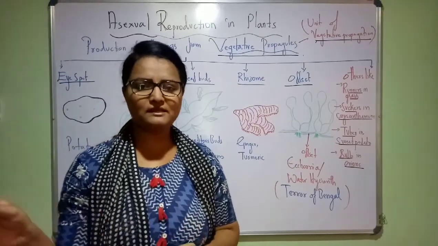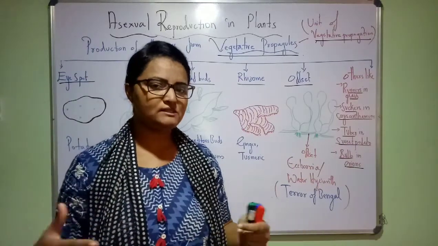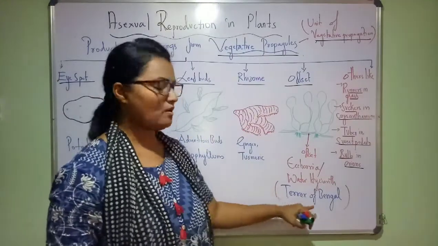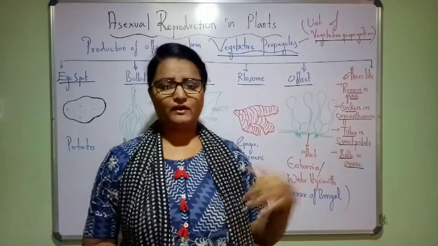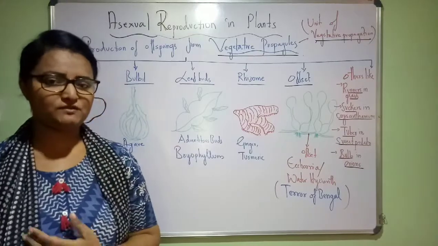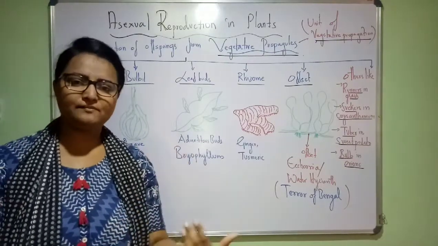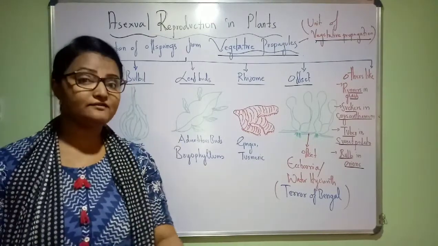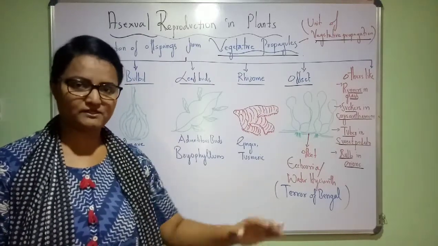This is the negative character of Eichhornia. They grow vigorously and trap the sunlight. Because of no sunlight, there is no photosynthesis and no oxygen formation within the water. Hence it is called the terror of Bengal. Other than these natural vegetative propagation, which is performed naturally by the plants, there is also man-made, artificial vegetative propagation. We'll look at this.